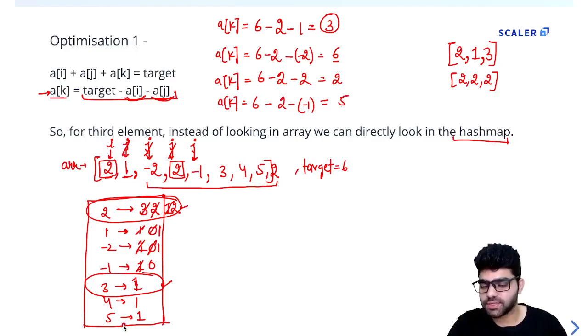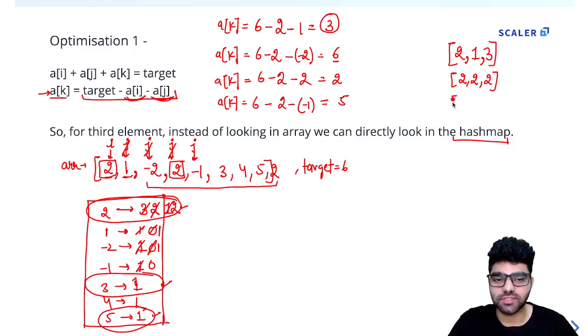Is 5 present in the hash map? Yes. And the frequency of 5 is greater than 0. So I can consider this element and we have another triplet: 2, -1 and 5. Alright, so in this way I can find all the triplets.